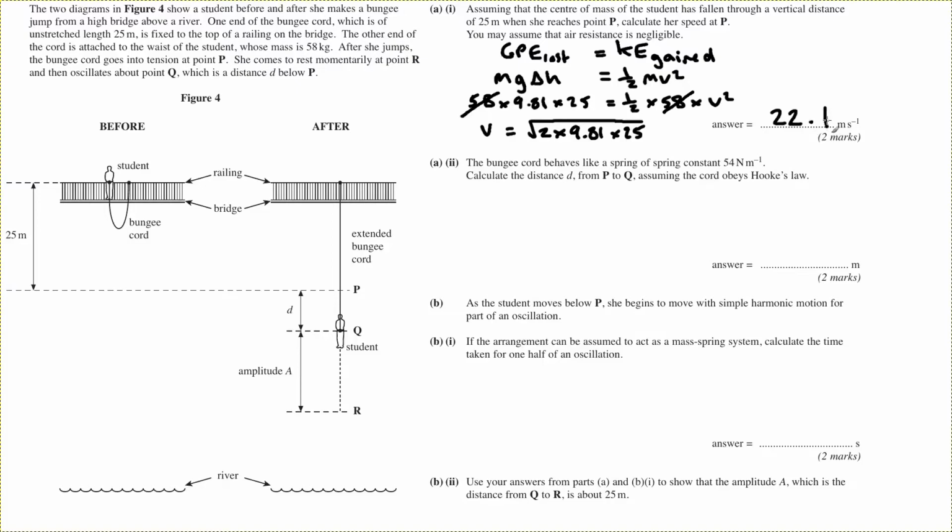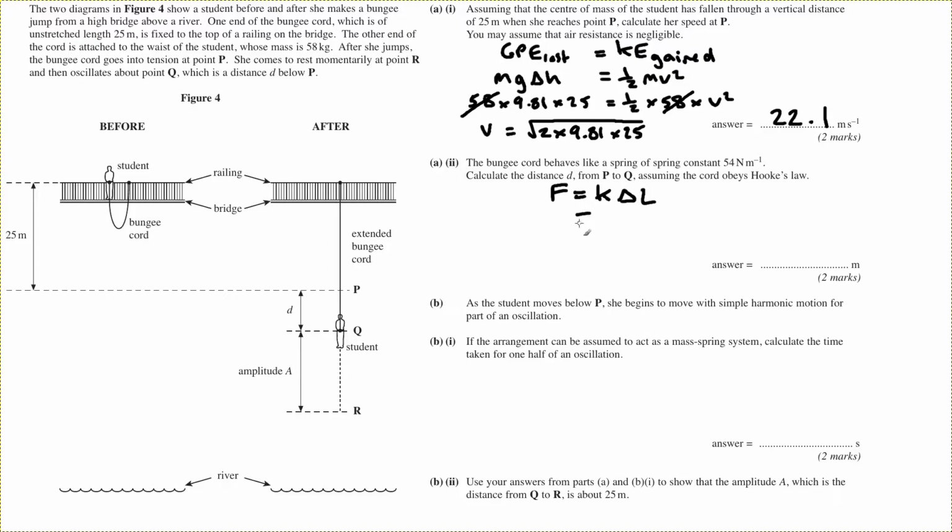The bungee cord behaves like a spring of spring constant 54 Newton per meter. Calculate the distance d from P to Q, assuming the cord obeys Hooke's law. What we know is that Q is the point at which she oscillates about. It's the centre of her oscillation. And therefore at point Q, the forces are going to be balanced. The tension in the bungee cord acting upwards will equal the weight acting downwards. So we can just use F equals k delta L.